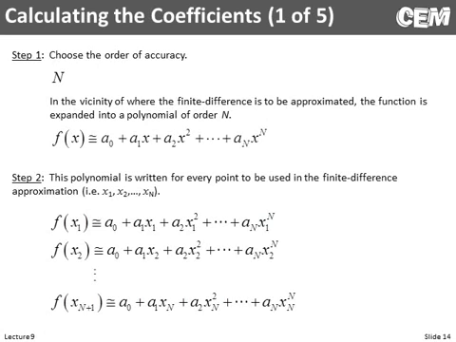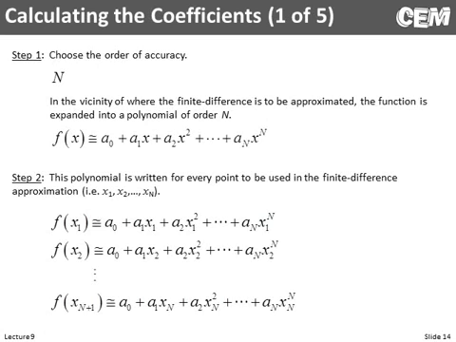So what we start off with, we choose the number of points, and then we write a polynomial. So the function value somewhere in the middle of all those points is some unknown coefficient a0 plus a1 times x plus a2 times x squared, and so on. So it's an nth order polynomial, and we have n plus 1 unknowns. We have an a0, an a1, a2, and a sub n. So right away, we know we need one more point in our order of accuracy.